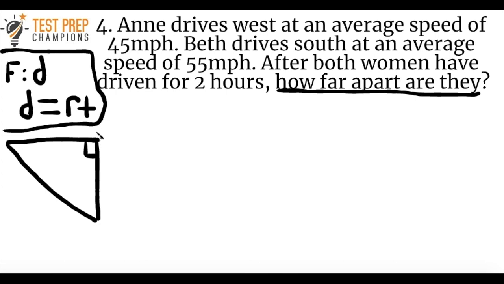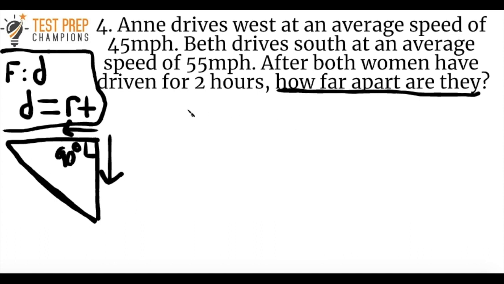So we've got Anne going west, and we've got Beth going south. We want to know how far apart they are. This part of the triangle, which is called the hypotenuse, is actually their distance apart. In a right triangle, you have this little box in the corner, and that is a 90-degree angle. The side across from your box, or your 90-degree angle, is what we call the hypotenuse, and it is the biggest side of your triangle.